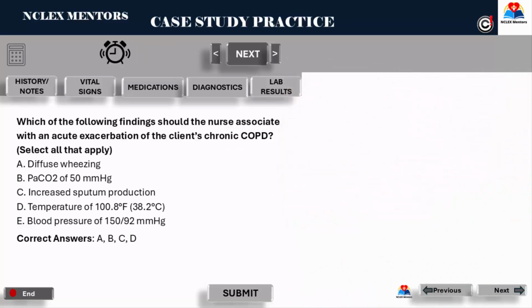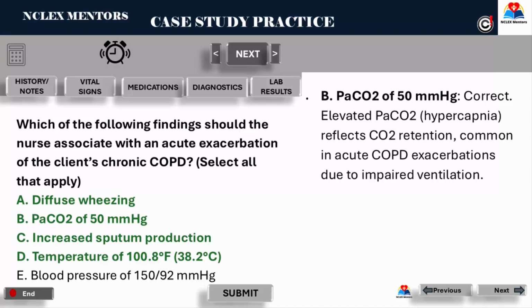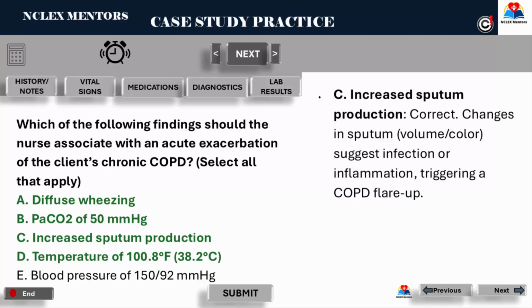Answer. The correct answers are A, B, C, and D. Explanation. A. Diffuse wheezing. Correct. Wheezing shows that the airways are tight and obstructed, which is common in COPD exacerbations. B. PaO2 of 50 mm. Correct. In COPD, the lungs struggle to remove carbon dioxide, and this elevated value confirms that CO2 is building up, worsening the condition. C. Increased sputum production. Correct. This is a classic sign of an exacerbation, especially when sputum becomes thicker or changes color, like yellow-green.